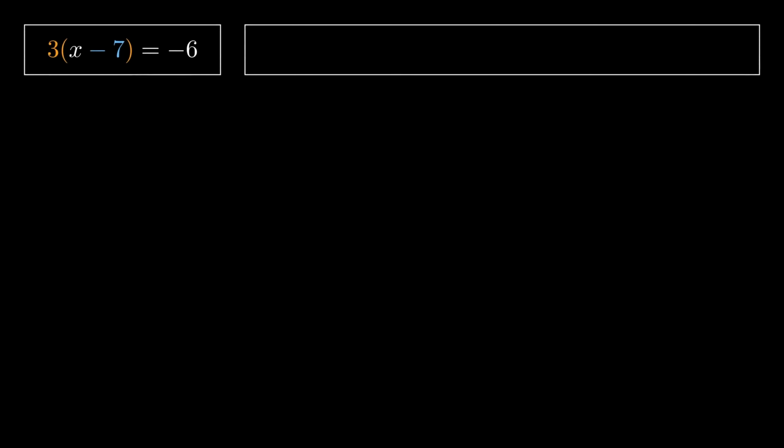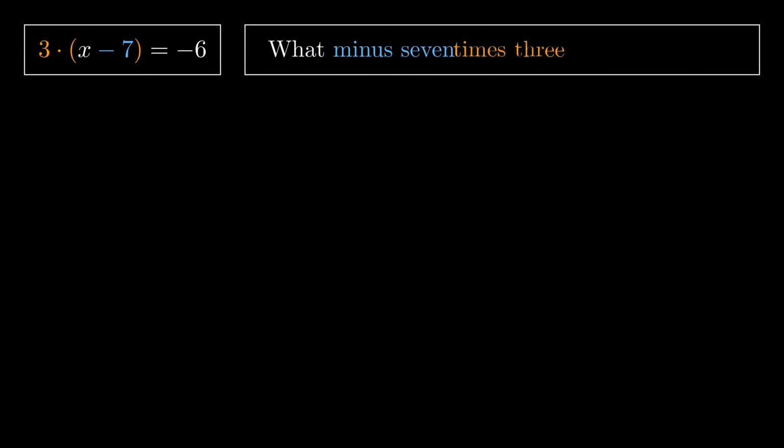Here is example 2. So this is 3 times x minus 7 equals -6. And that 3 right up against the parenthesis, that does mean multiplication. So again, these are things that will not be explicitly written, need to be understood. So that's 3 times right there. So the question we are trying to answer is, what minus 7 times 3 is -6? And again, you may be able to think of that in your head, but here is the proper way.